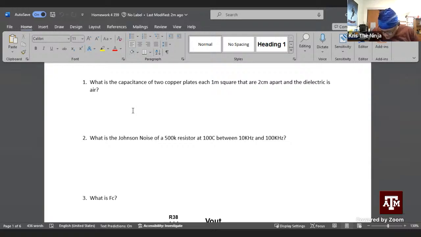Okay, so to find the capacitance, you have C equals epsilon naught multiplied by A divided by d, the distance between the two plates. The distance between the two plates is 2 centimeters, so 0.02. Epsilon naught for air is like 1.006, multiplied by the area, which is 1 square meter.